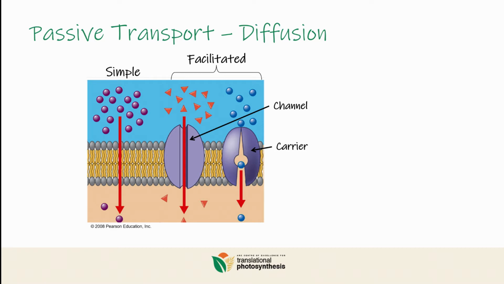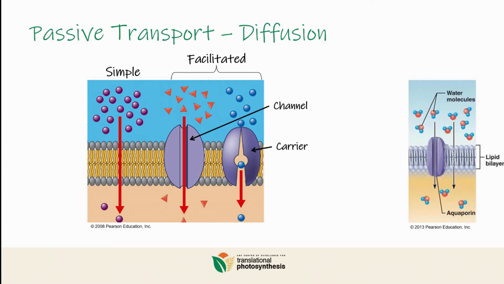You've probably already seen an example of facilitated diffusion. That's where molecules of water are going through the lipid bilayer through a specialized protein called aquaporin. And this process is really important for osmosis.